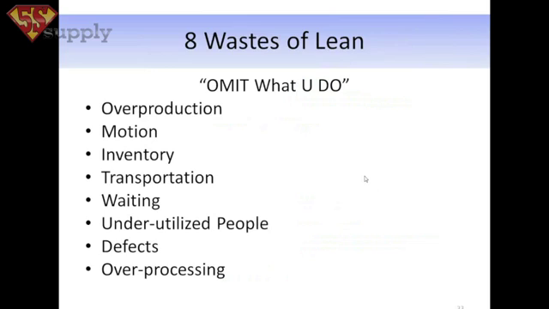Typically what we'll do is a review of what the 8 wastes of lean are, including overproduction, motion, inventory, transportation, waiting, underutilized people, defects, and overprocessing. And I realize you might have 7 deadly wastes, which is fine, or 8. I'm sure they're going to be very similar to those. And based on which type of value stream map we're doing, if it's office or service, we'll try to relate those types of wastes specifically back to them.